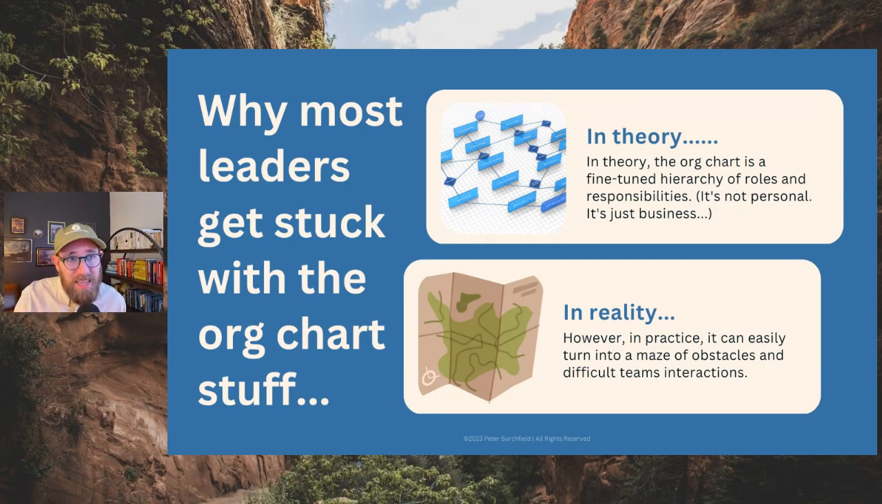And yet in reality, and in practice, it becomes this maze of obstacles and very difficult team interactions for the team, because this is what the org chart says we should be doing, but in reality, if I want to get something done, I have to talk to someone else outside of my direct reports, to email so and so, to work with so and so, because there's all of these unspoken rules of engagement that we may or may not be paying attention to. And so the org chart can actually turn into a maze that makes work harder and more difficult to get done, because of the way it's all kind of patchworked together.